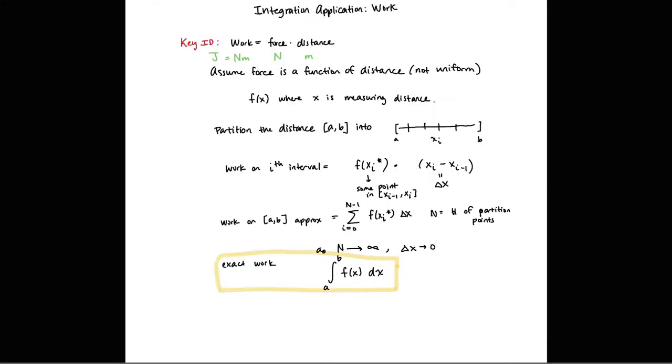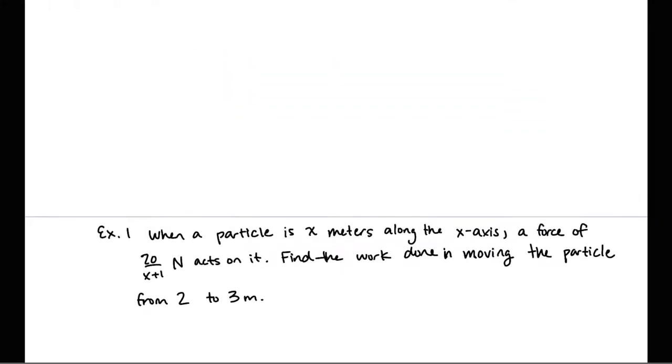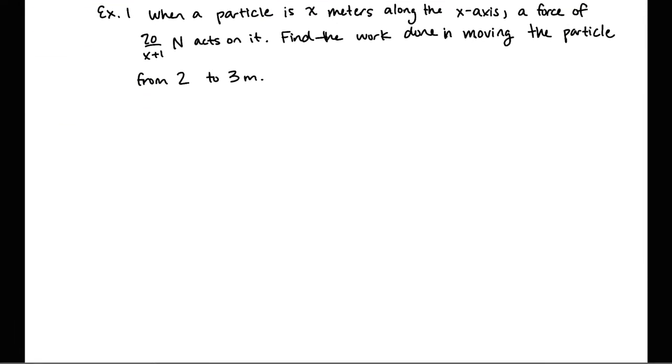Let's take a look at an example where we're doing work. We'll start easy and then we'll go to some harder examples of work. When a particle is x meters along the x-axis, a force of 20 over x plus 1 newtons acts on it. Find the work done in moving the particle from 2 to 3 meters.